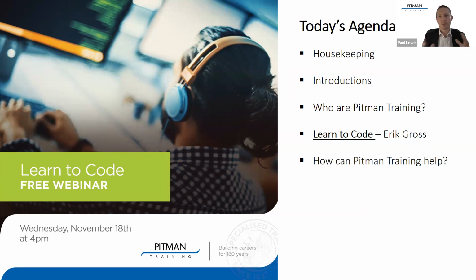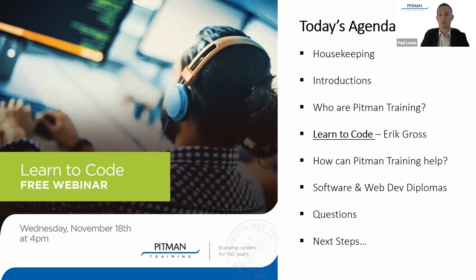Once we've had that workshop and we've learned how to code, then we can start to talk about how we might be able to help you break into a career in web development or software development. We'll talk to you about some of the courses and diplomas that you might want to look at to make that possible. If we have time at the end, we'll answer questions, but we'll try our best to answer them as we go. And then we'll take you through some next steps in terms of where we go from here.